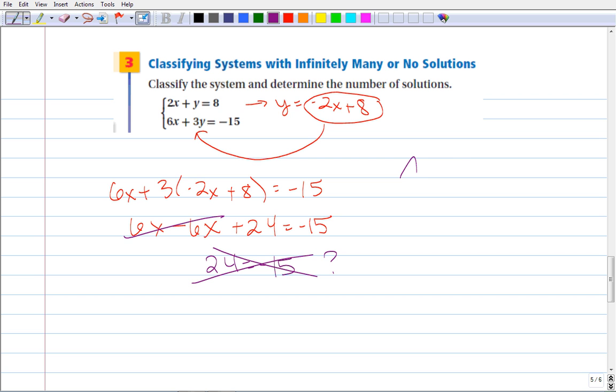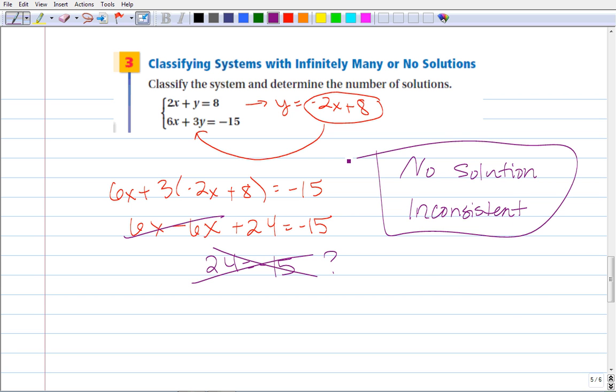Therefore, it has no solutions. Now, because it has no solutions, that means it is inconsistent, because consistent means that it has to be at least one solution, but inconsistent means no solution.